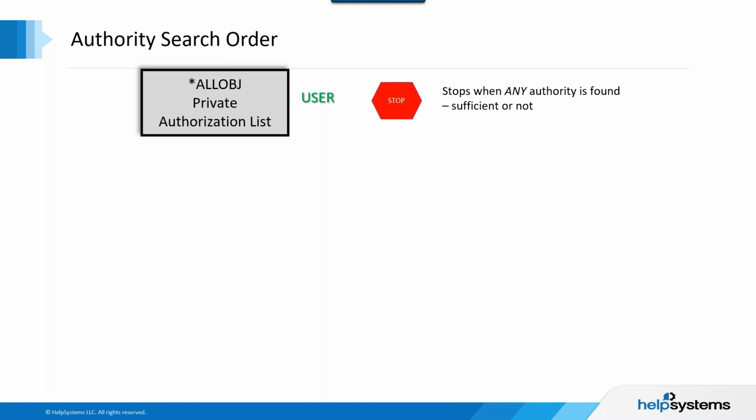So if I don't have all object and I don't have any private authority, then it goes on to see if the object is secured with an authorization list. If it's secured with an authorization list, again, if the authority is sufficient, if the user has change authority to the authorization list, then they can do the change data area. But if they only have view, they're going to get the not authorized message. The thing to remind you of in the authority search order is that the search stops if any authority is found at the user level.